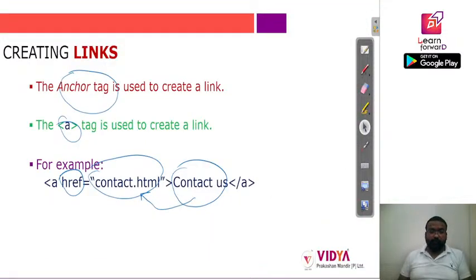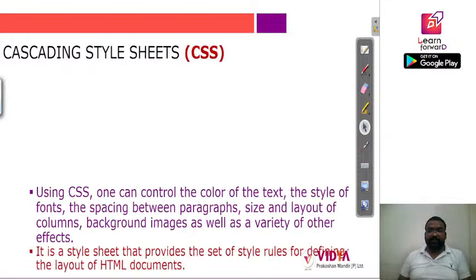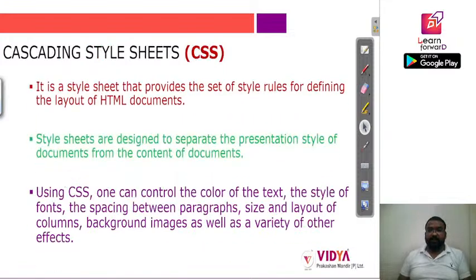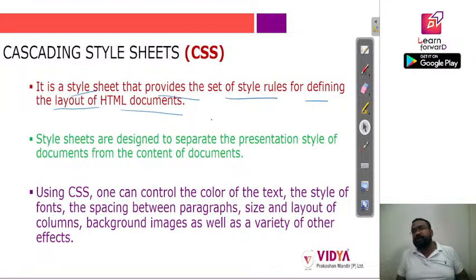Now let's move to our next topic, that means cascading style sheet. So basically this cascading style sheet is a style sheet that provides the set of style rules for defining the layout of an HTML document. Or you can say, whenever you are creating an HTML web page and you want to define some layout, some designing on your web page, with the help of this CSS you can do that.